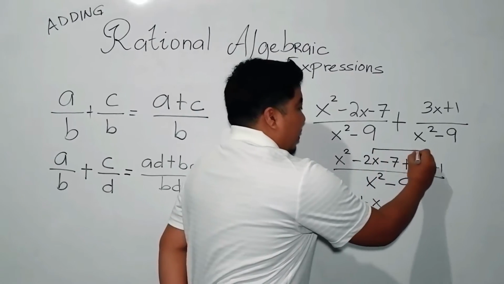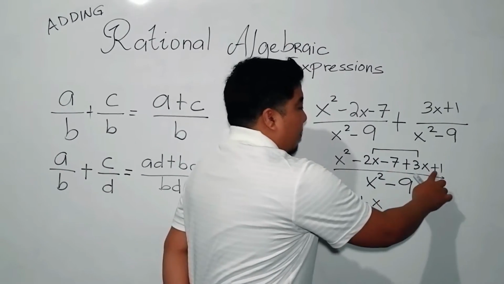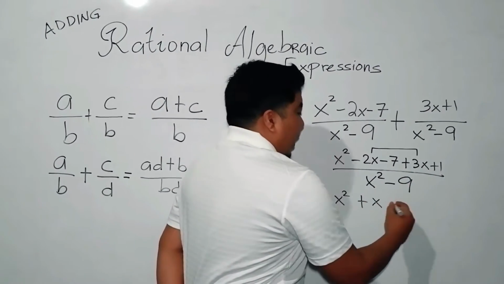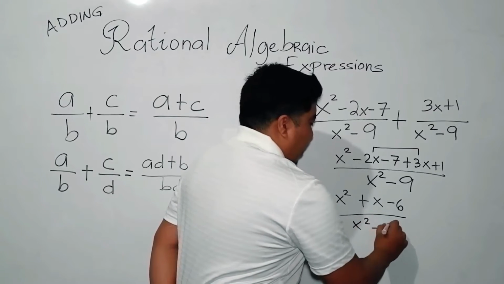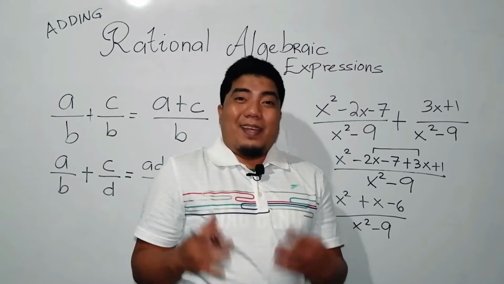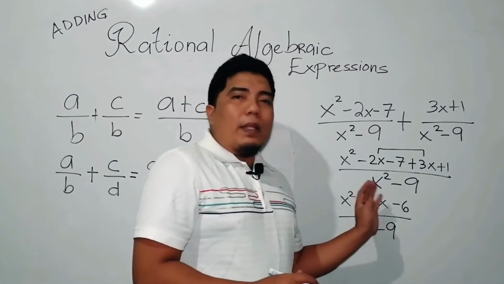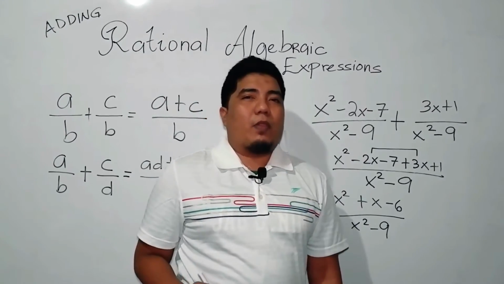Okay? So, these are the like terms. Next, we have negative 7 and positive 1. Both are constant terms. So, negative 7 plus 1, that is negative 6, over x squared minus 9. Easy, right? Now, other students will automatically consider this as their final answer. Remember this, my dear math learners.